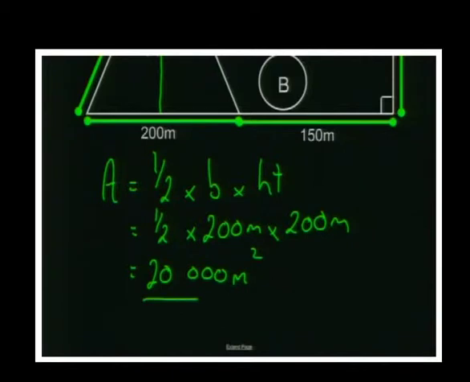20,000 what? Well, it can't be meters because I'm not finding the perimeter. It can't be meters cubed because I'm not finding the volume. It has to be meters squared, area squared. So 20,000 meters squared. How great is that? Straightforward, basic, good stuff. Remembering, follow the equation, and remember the correct units.